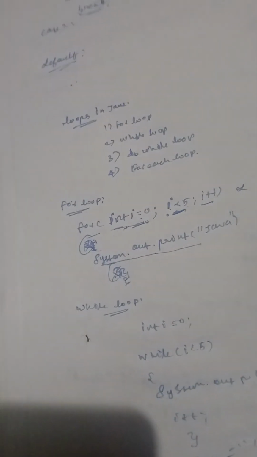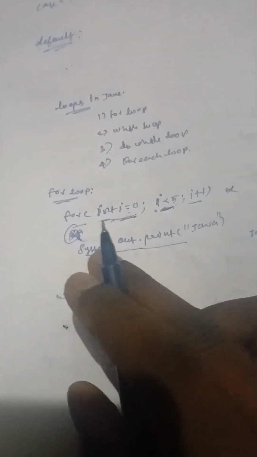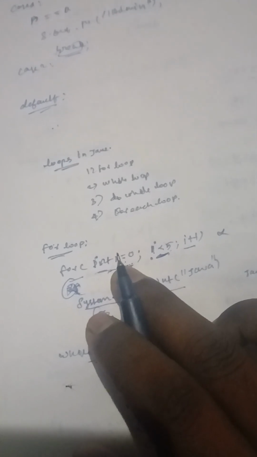For loop: we have a for keyword and parentheses. Inside the parentheses, we initialize a counter variable, which will be incremented. Check the condition, and if it's true, execute the loop, execute the statement. So this works like the for loop format.